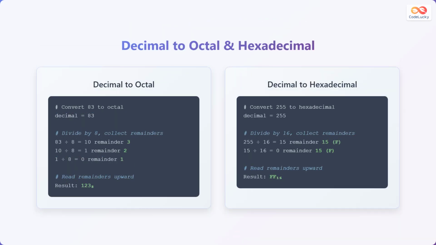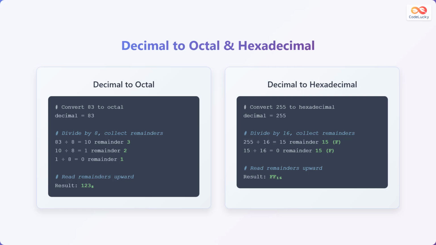Next, we will see how to convert from decimal to octal and hexadecimal. To convert a decimal number to an octal number, you can use the division method. Consider the decimal number 83. Divide 83 by 8, which gives you 10 with a remainder of 3. Next, divide 10 by 8, which gives you 1 with a remainder of 2. Then divide 1 by 8, which gives you 0 with a remainder of 1. Now read the remainders from bottom to top. The result is 123, which is the octal equivalent of 83.